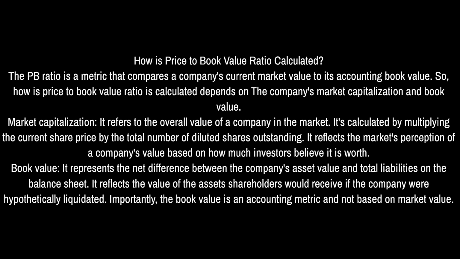The P/B ratio is a metric that compares a company's current market value to its accounting book value. So, how the price-to-book value ratio is calculated depends on the company's market capitalization and book value. Market capitalization refers to the overall value of a company in the market. It's calculated by multiplying the current share price by the total number of diluted shares outstanding. It reflects the market's perception of a company's value based on how much investors believe it is worth.